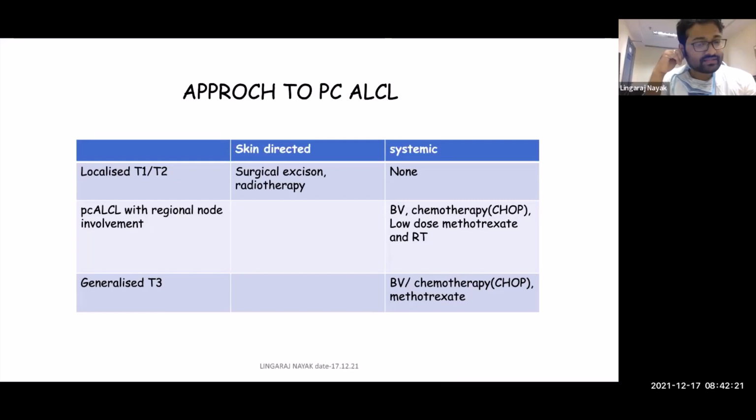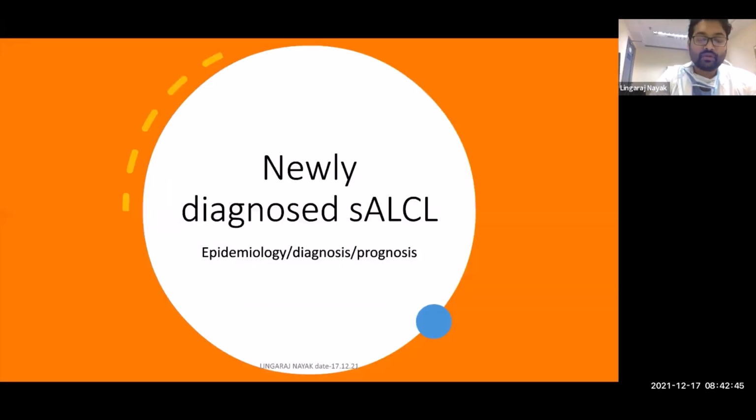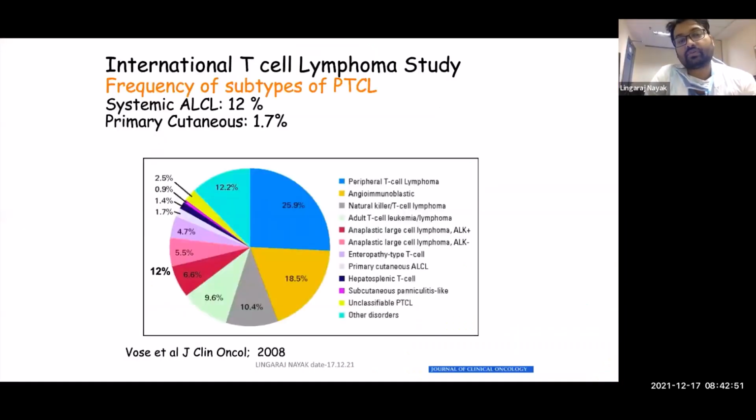Now, if it is generalized T3, like extensive skin lesions, as I said, around 20% of patients can have this kind of presentation, where multi-agent chemotherapy, mostly anthracycline-based CHOP chemotherapy, is recommended. And as I said, the disease-specific survival is almost 90%. So these patients do relapse, but they relapse again in the skin, and they can be treated again with a similar kind of therapy. Now let's shift to systemic ALCL, newly diagnosed, and we'll discuss its epidemiology, diagnosis, and prognosis.